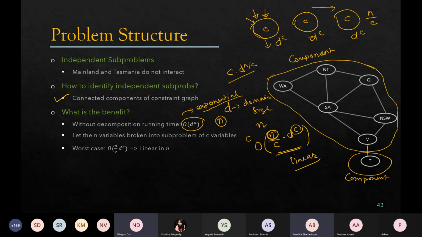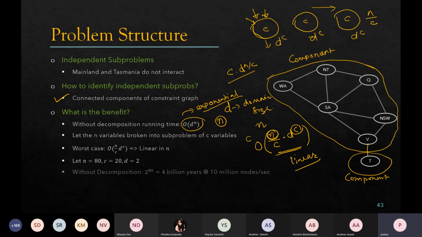Yes, sir. Okay. Now let us take an example scenario where n is 80, c is 20, and d is 2. Without decomposition, we have 2 to the power 80, and if we can process 10 million nodes per second, it will take 4 billion years to solve this problem, right?